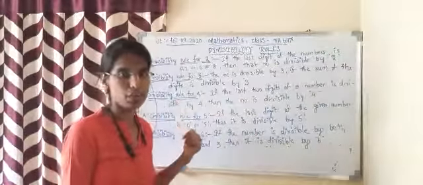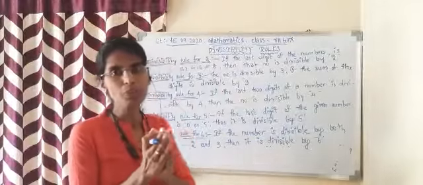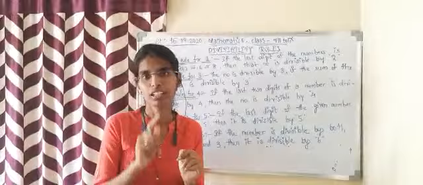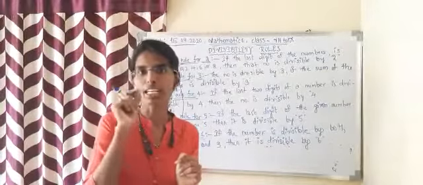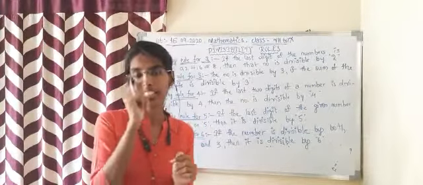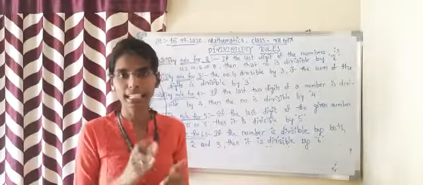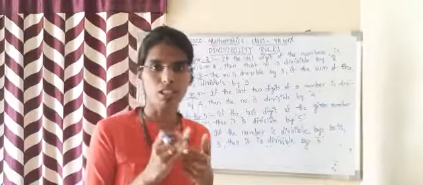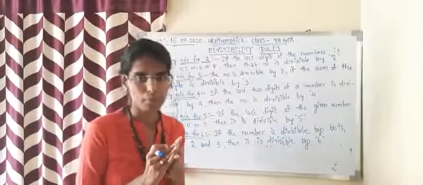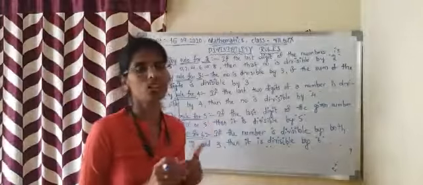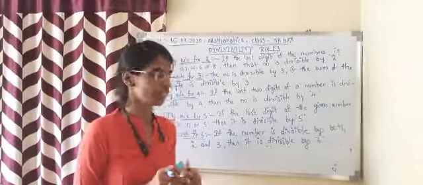Now divisibility by 5. If you take the 5 table, all the numbers will end with 0 or 5. 5 ones are 5, 5 twos are 10, 5 threes are 15, 0, 5, 0, 5. It will be in a repeated mode. So any number which ends with 0 or 5 will definitely be exactly divisible by 5. This is the divisibility rule for 5.